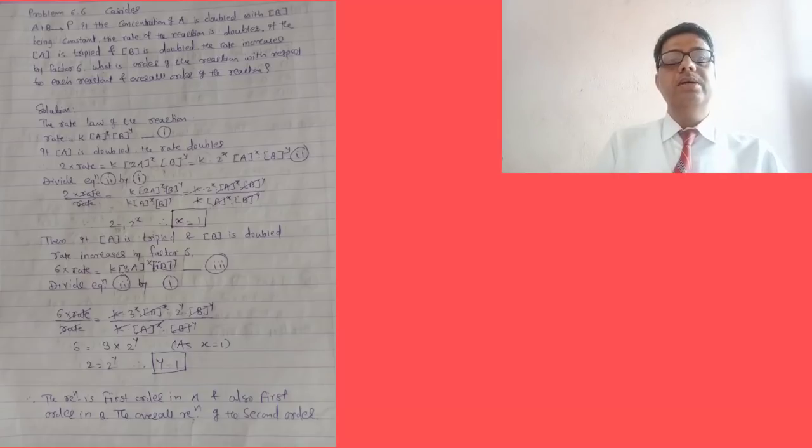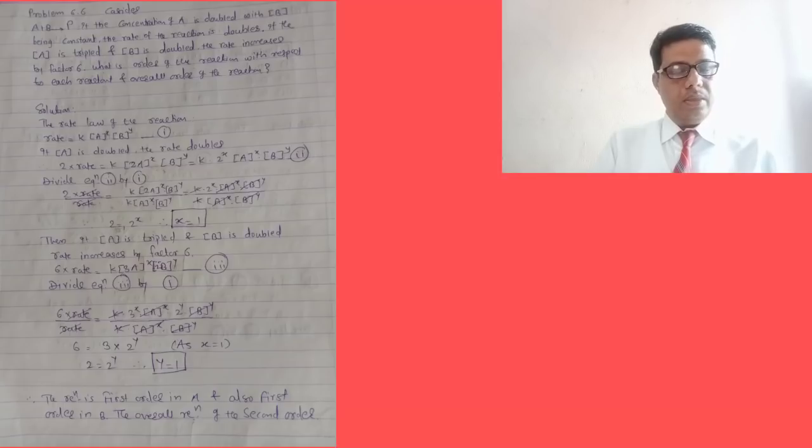Then we consider the second condition. If the concentration of A is tripled and the concentration of B is doubled, then the rate of reaction increases by a factor 6. So how do we write this equation? 6 into rate, as the rate increases by a factor 6. So we have to multiply the rate by 6, is equal to K into, we have to increase the concentration of A to 3 times, that is tripled. So it is multiplied by 3. So K into concentration of 3A raised to X and concentration of 2B raised to Y.